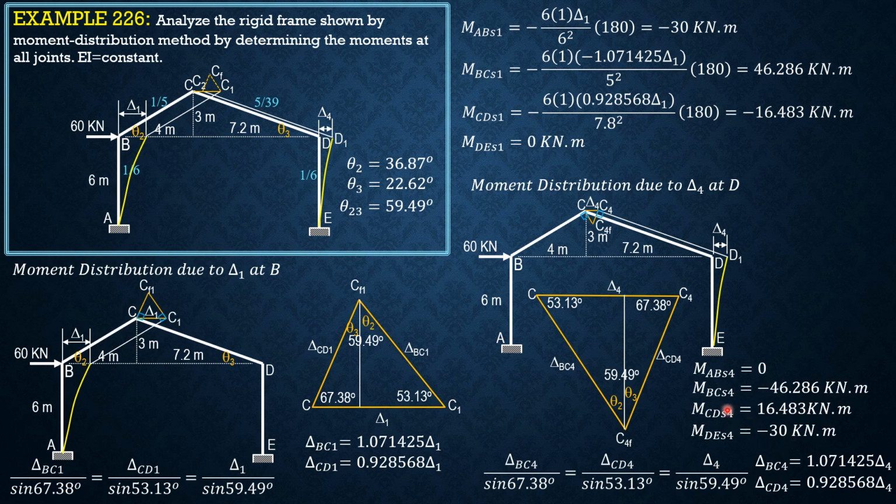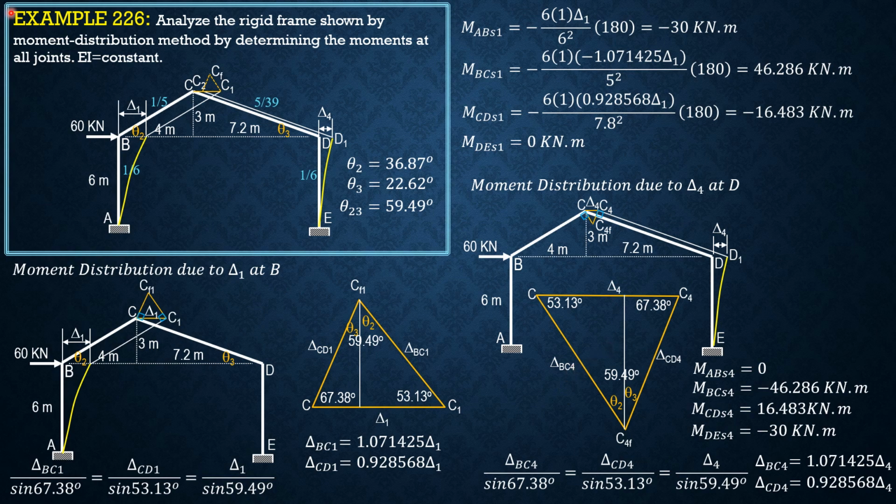I hope that you understood the moment due to side sway for BC. It's negative because the rotation of the chord is clockwise. So negative 6 EI times positive 1.071425 delta 4, over 5 squared. It's positive here, that's why it's negative, and the values are the same. So that's it for this part.